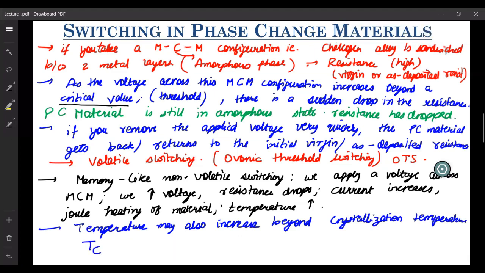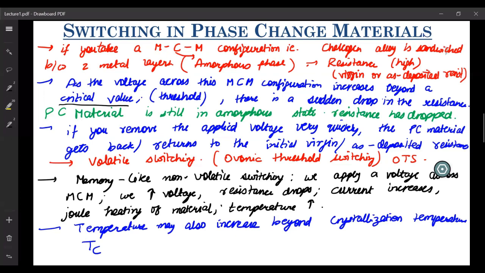So how do you change from the amorphous state to the crystalline state? You first provide a voltage. As you provide a voltage, because of this threshold switching, the resistance drops suddenly. And once the resistance drops suddenly, the current increases or shoots up. And then Joule heating starts taking place. I mean, Joule heating was taking place even before this, but the current was very small because the virgin resistance is very high. But now that the current has increased, Joule heating has increased significantly, and the temperature of this phase change material increases rapidly. And now there is a temperature which is called the crystallization temperature.